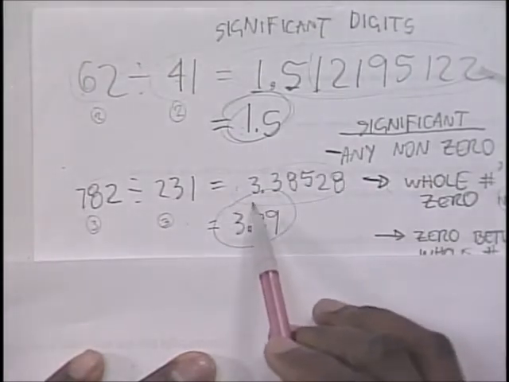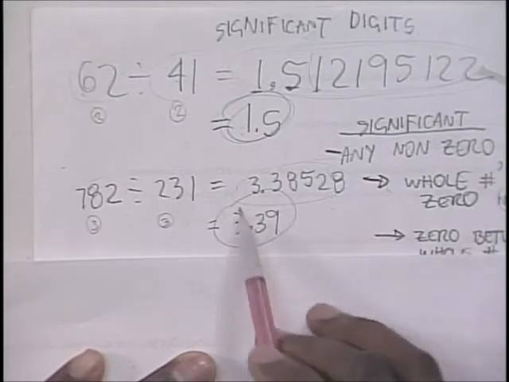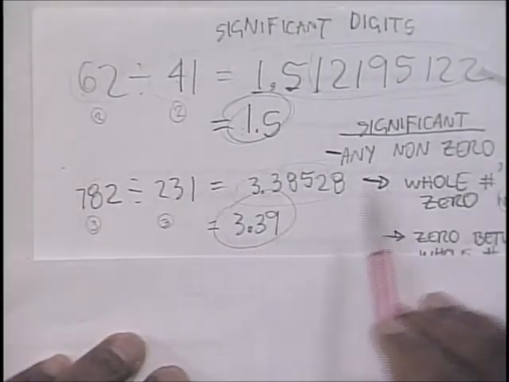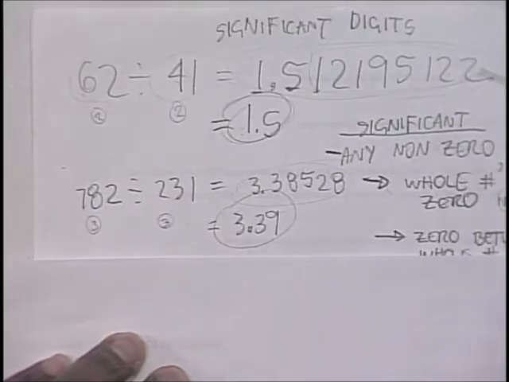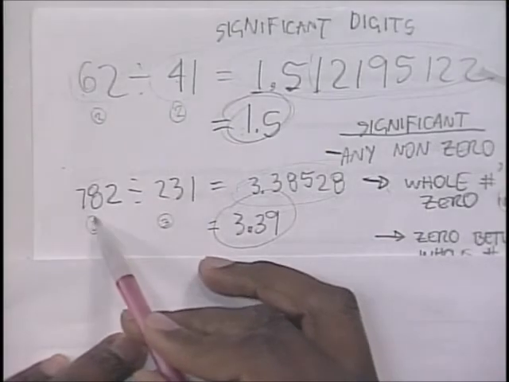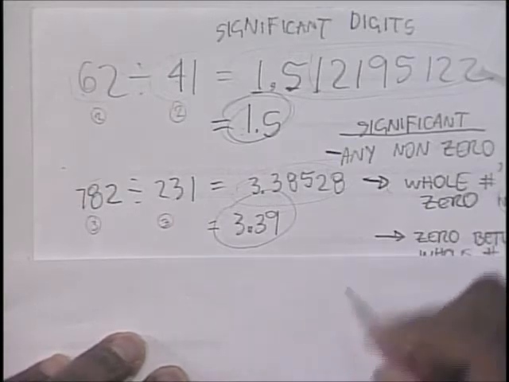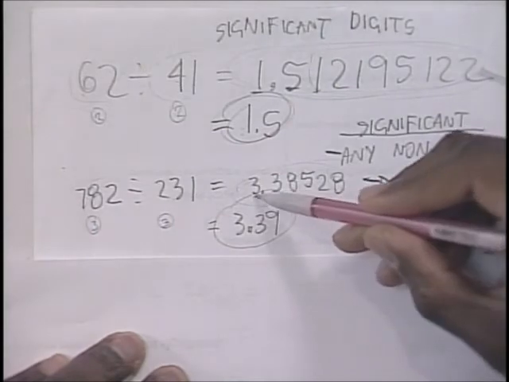Don't write all this decimal down as a final answer. And don't ask your teacher, how many digits would you like me to round this to? You don't have to ask your teacher that anymore. You've got 3 significant digits here, 3 significant digits there. You're going to need 3 significant digits in your final answer.